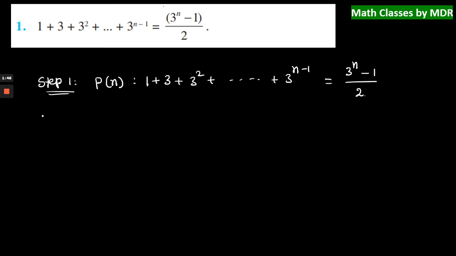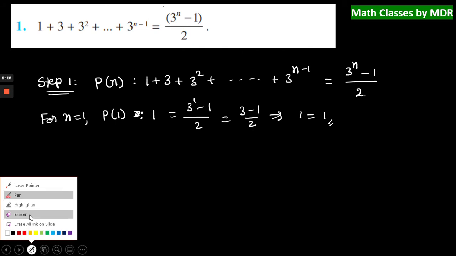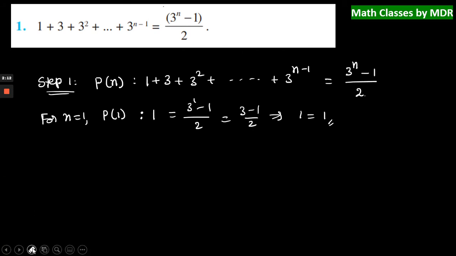Now what to do? We have to check that for n is equal to 1 whether the given statement is correct or not. For n is equal to 1 means the sum of the first one terms. So the first one term is 1, which is equal to 3 to the power 1 minus 1 by 2. It is nothing but 3 minus 1 by 2, which implies 1 is equal to 1, so that p of 1 is true. So the first step we have seen that, therefore p of 1 is true. So if p of 1 is true, then we will move to the second step.